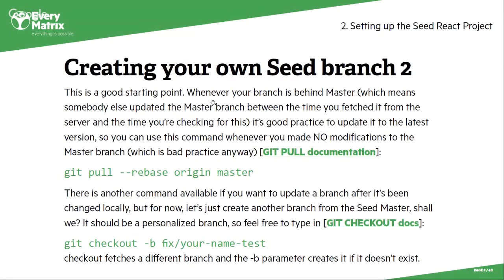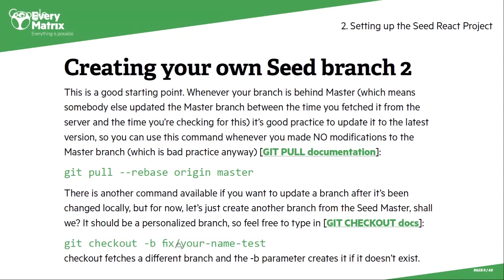So this text says that this is a good starting point whenever your branch is behind master, which means somebody else updated the master branch between the time you fetched it from the server and the time you're checking for this. It's good practice to update it to the latest version. So you can use this command whenever you have no modifications to the master branch. We do have modifications, so I will not perform the git pull command. I will get back to it immediately. But this is something we actually need to do.